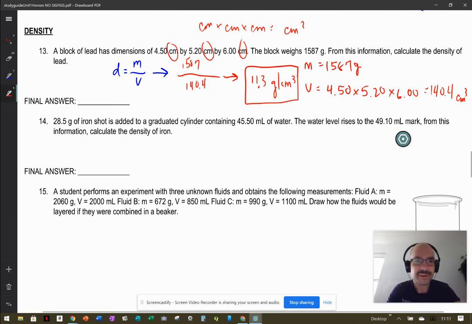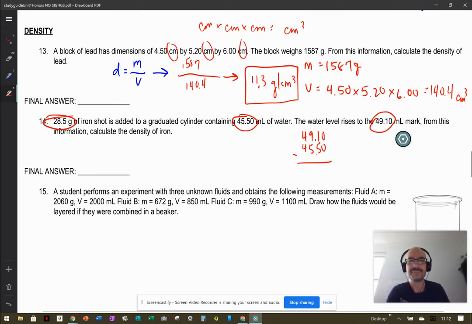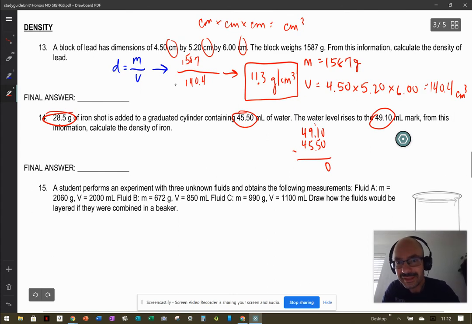Here we've got a problem that says 25 grams of iron shot, which is just iron pellets, is added to a graduated cylinder which starts off at that volume, and then when the shot's added into it, it goes up to this volume. So what we need to do is take our final volume and subtract our initial volume, because the displacement of water will tell us how much volume was displaced by putting in an irregular object. The irregular object would be those beads of shot. So when we do the math, we should get 3.60, and you could do that in your calculator. So this is going to be the volume.